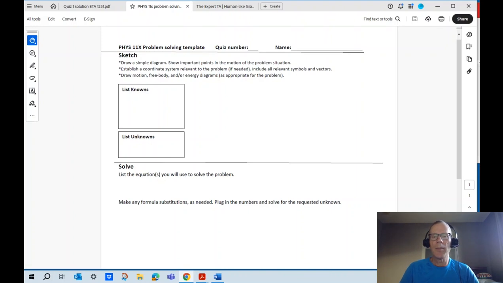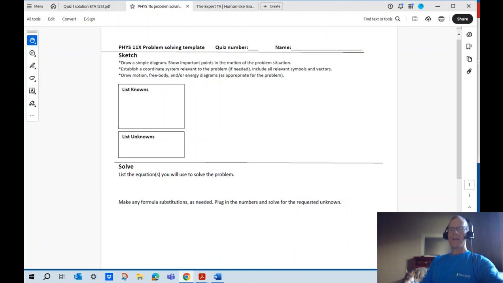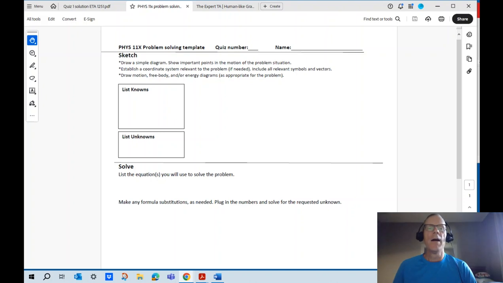Hello, I'd like to talk a little bit about problem solving in the introductory physics sequence. And helping me with some mellow relaxing is the dog. More important in this case is the problem solving template.